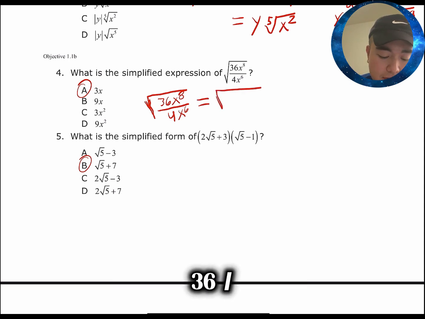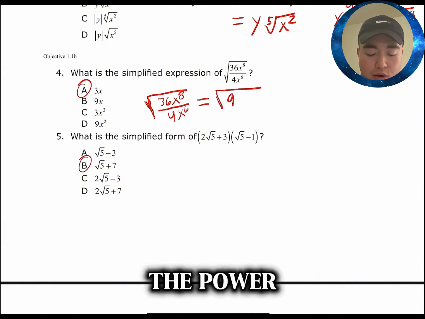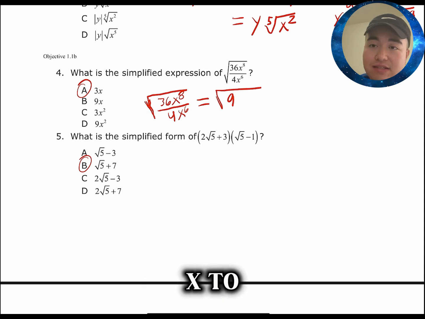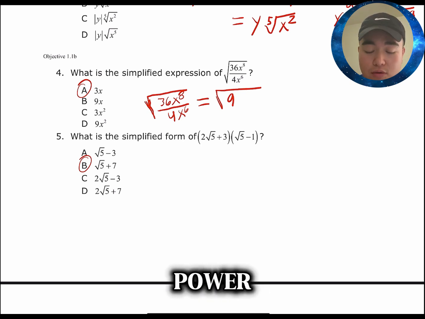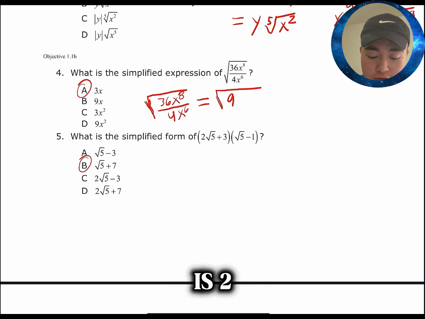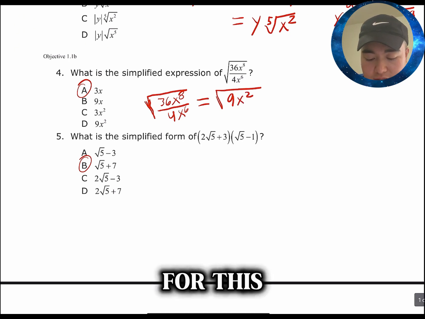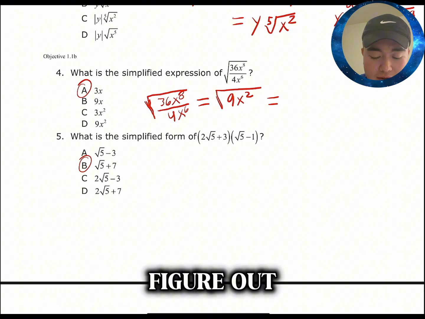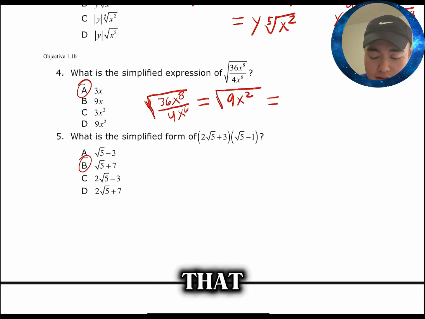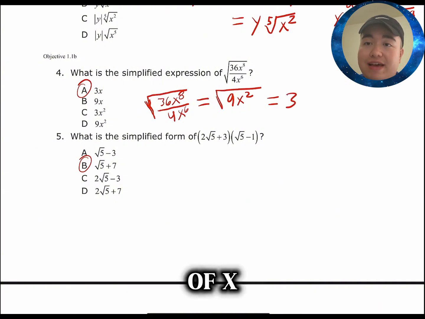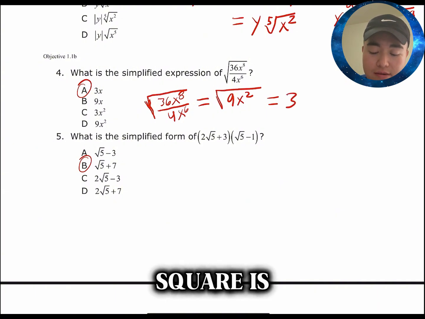So 36 divided by 4, that is 9. And then we have x to the power of 8 divided by x to the power of 6. We can subtract the powers. So 8 minus 6 is 2. So we have x squared. And so for this, we can figure out the square root of that. So the square root of 9 is 3. And the square root of x to the power of 2, or x squared, is just x.